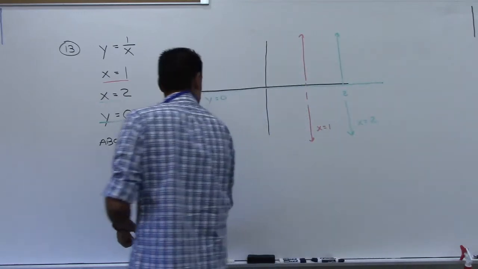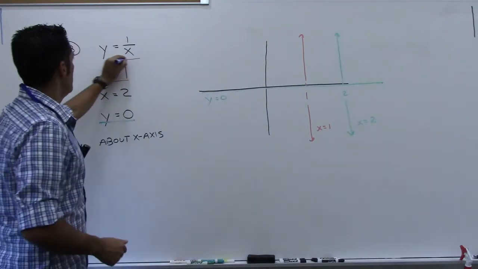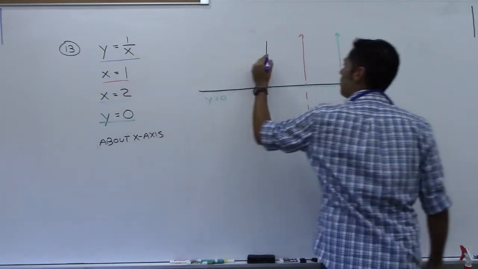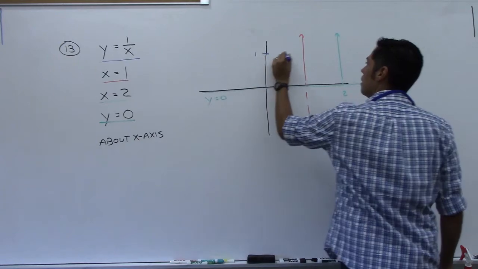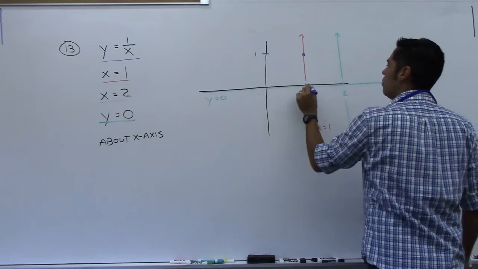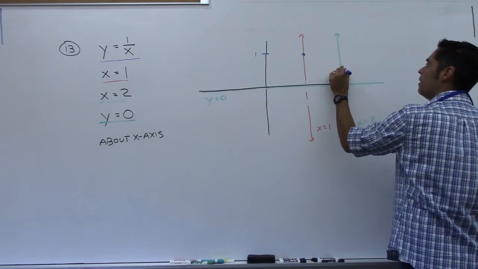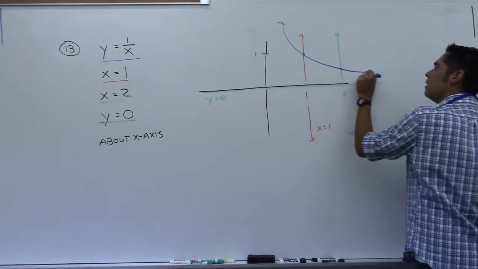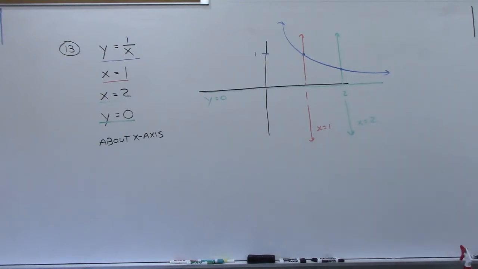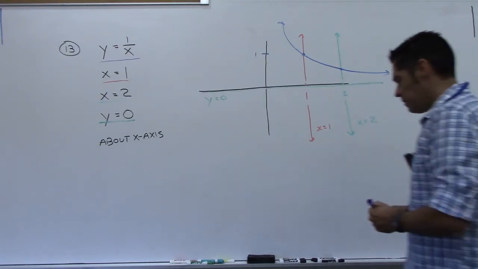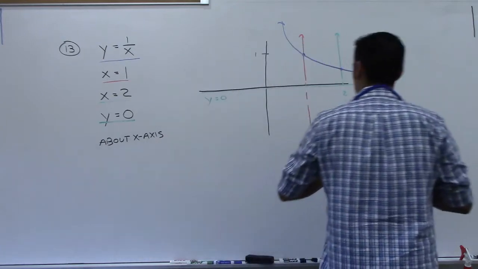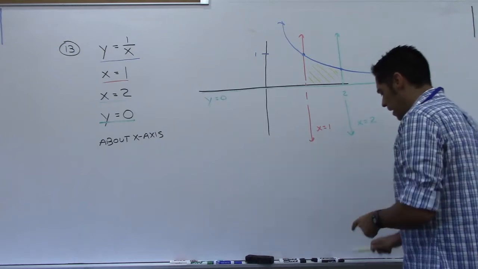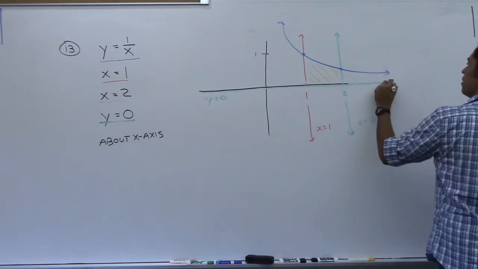And then we have y equals 1 over x. So at 1, the value of that function is 1. At 2, the value of the function is 1/2. And we know that the function looks like this, goes up, goes like that. So I think it's pretty obvious what the region is. We've got this region right in here. We want to rotate that around the x-axis, which is going to be this axis right here.